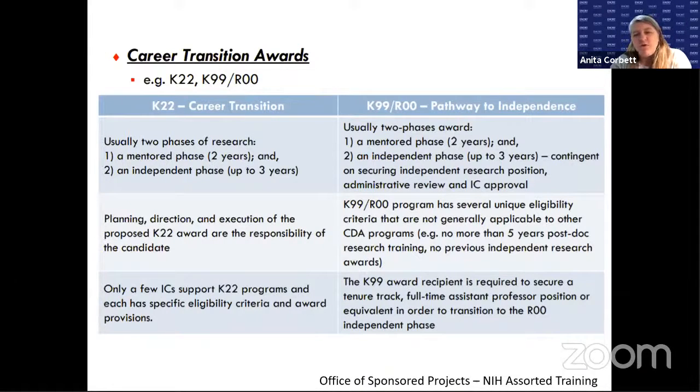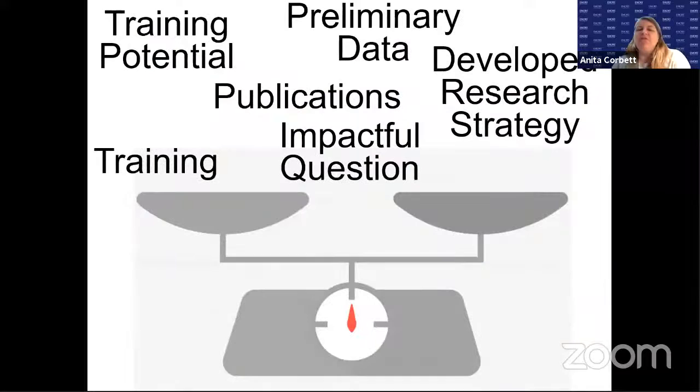So it's also this two-phase mechanism. The R00 you formally apply for upon finishing the mentored phase. And there is an administrative review to ensure that you're ready for that transition. So these are typically 5 years, and the K99 award recipient has to secure a tenure track full-time assistant professor position before they can transition to the R00 mechanism. And so with all of these types of grants, I think of it as a huge balancing act.